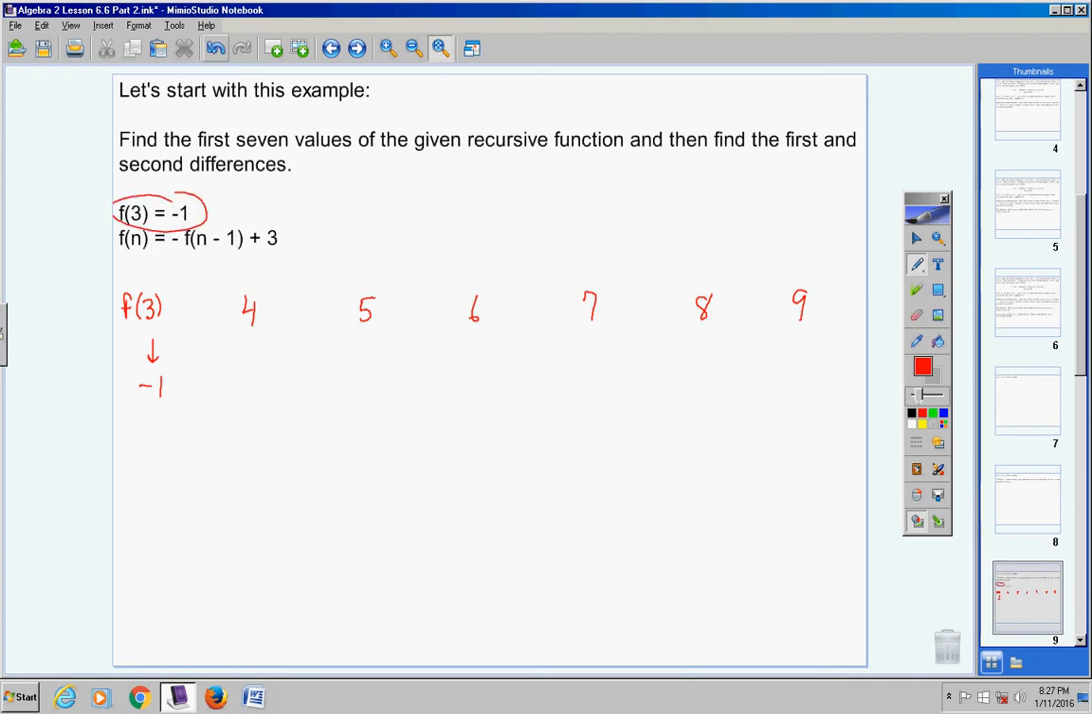Now, here's my function right here. I'm going to copy that right here so we can use it. Negative f of n minus 1 plus 3, okay? And let's copy that so we can use it over and over.